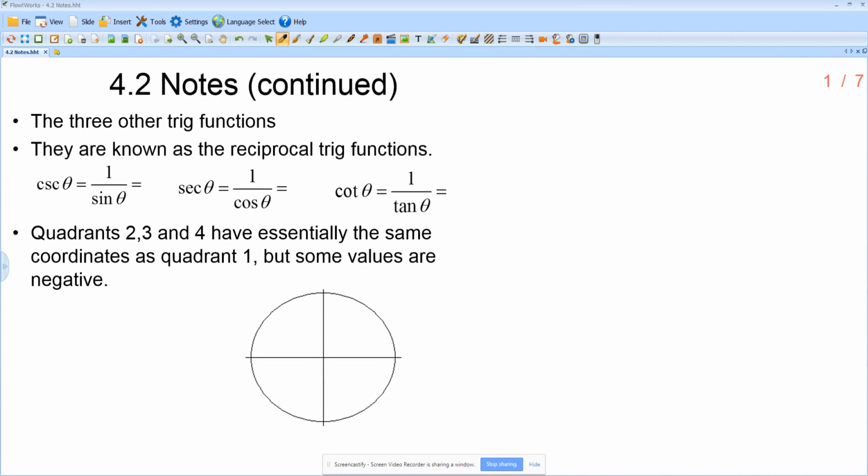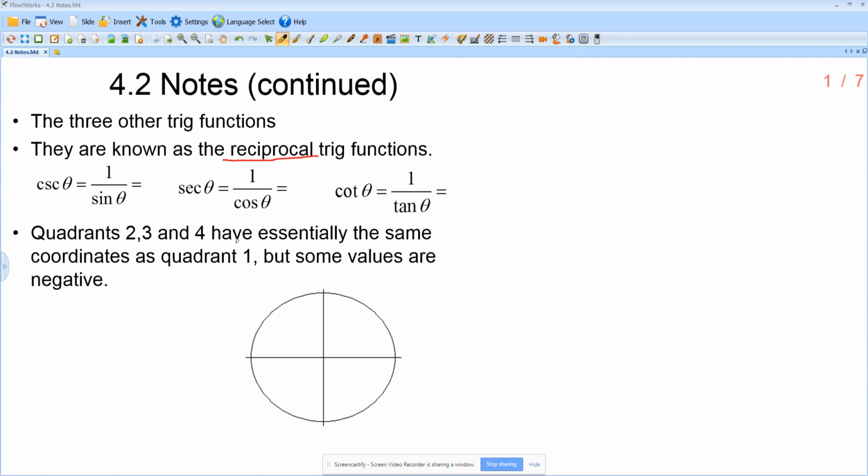So first, we want to start with the three other trig functions. In the first half, what we talked about was sine, cosine, tangent, but we also have cosecant, secant, and cotangent. These are known as reciprocal trig functions because all they are is 1 over sine, 1 over cosine, and 1 over tangent. So they're the reciprocal of sine, cosine, and tangent. Make sure that you know what those are equal to. The fact that cosecant is 1 over sine, secant is 1 over cosine, and cotangent is 1 over tangent.